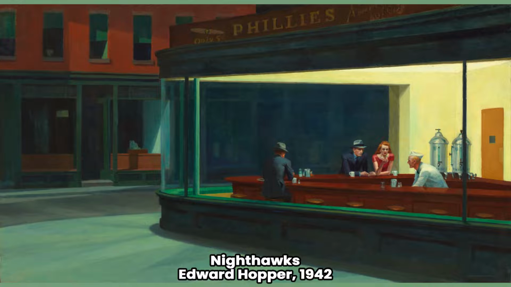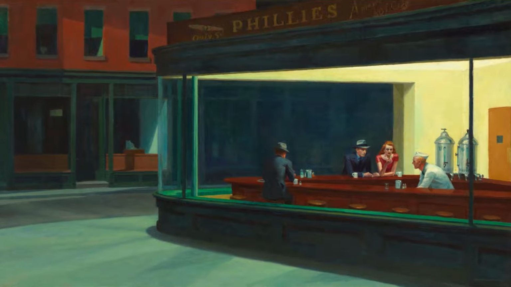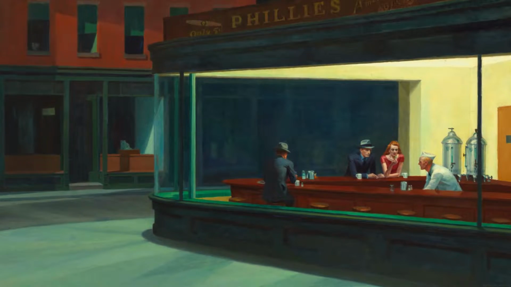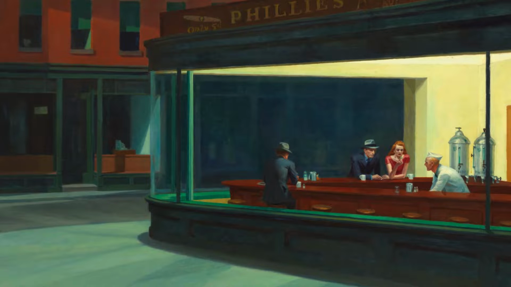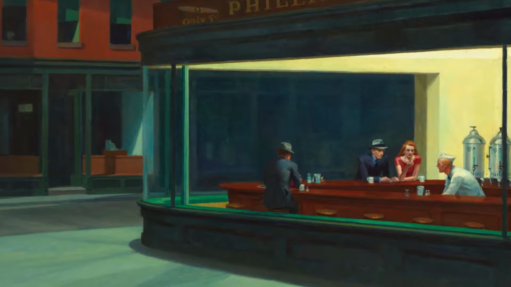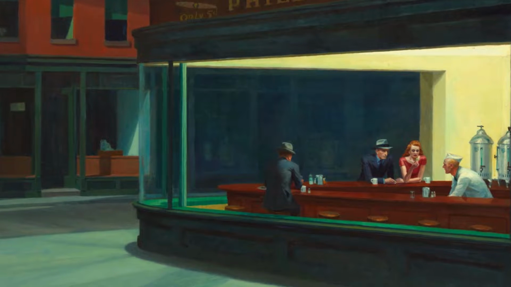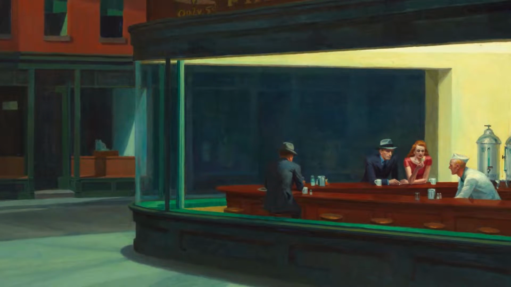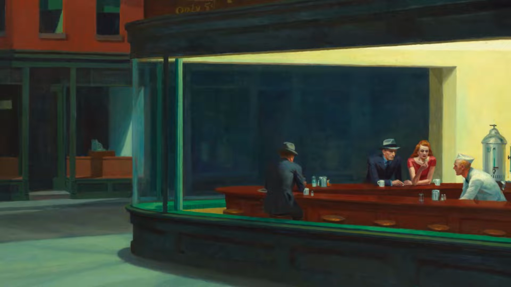Nighthawks. Artwork by Edward Hopper from the year 1942. Nighthawks hang out in the typical American cafe. The streets are deserted, the lights off. The only light is from the bar, and the only figures are these three customers and the bartender, who do not interact with each other. It could very well be a scene from any film noir.